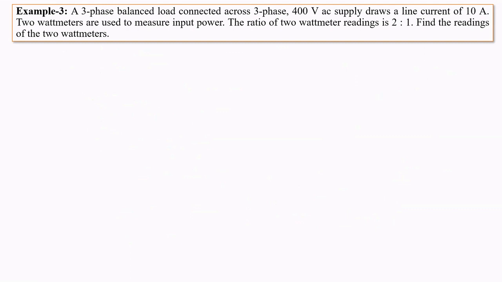Now the third question. A three-phase balanced load connected across three-phase 400 volt AC supply draws a line current of 10 ampere. Two wattmeters are used to measure the input power, and the ratio of the two wattmeter reading is 2:1. So find the reading of each wattmeter. So let's try to solve this question.